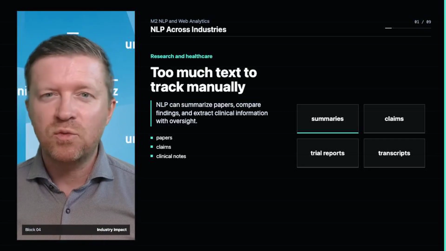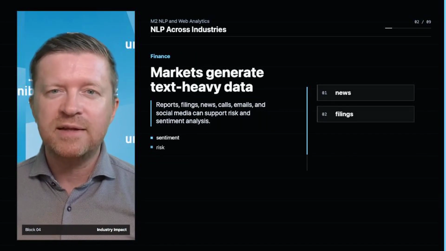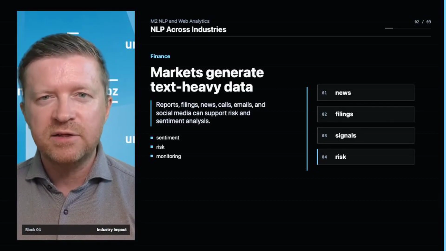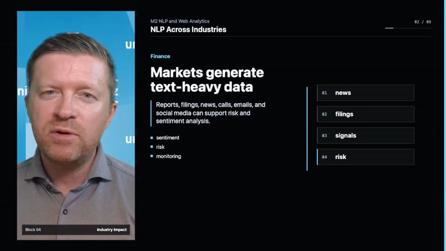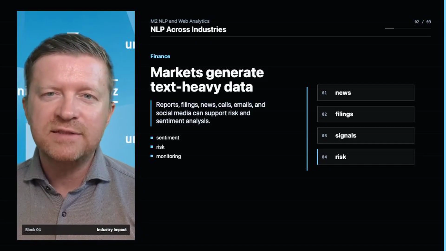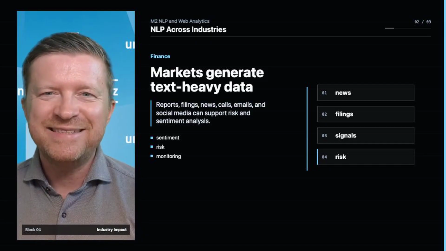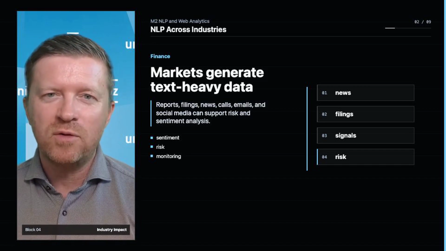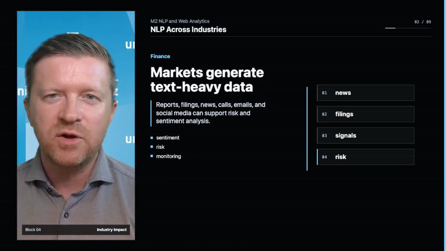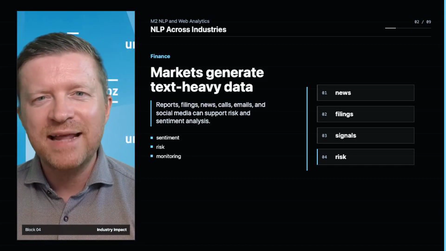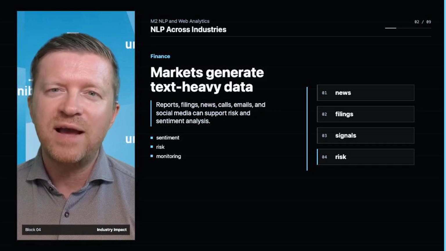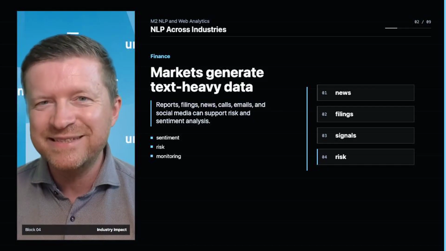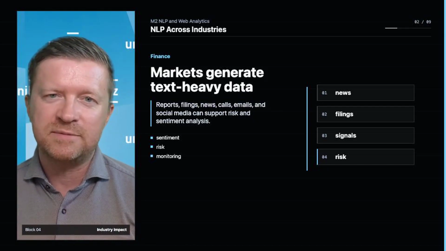In finance, where large text-heavy datasets are common, NLP is used to organize and interpret information from news articles, financial reports, regulatory filings, emails, call transcripts, and social media. These systems can support sentiment tracking, risk analysis, anti-money laundering workflows, fraud detection, and market monitoring. For example, a model might analyze news and social media to identify a change in market sentiment or scan regulatory filings for signals that indicate potential financial risk.